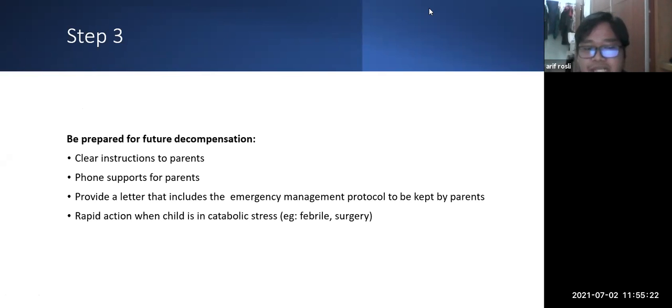Lastly, for step 3, we need to be prepared for future decompensation. So the patient is currently safe. So in the future, we wish to have clear instruction for the parents if patient coming with symptoms again, and then we will give full support for parents. Provide a letter that includes emergency management protocol to be kept by the parents, and then rapid action strategies when child in catabolic distress. Usually, rapid catabolic stress may be due to patients themselves having infebrile state or patient going through surgery.